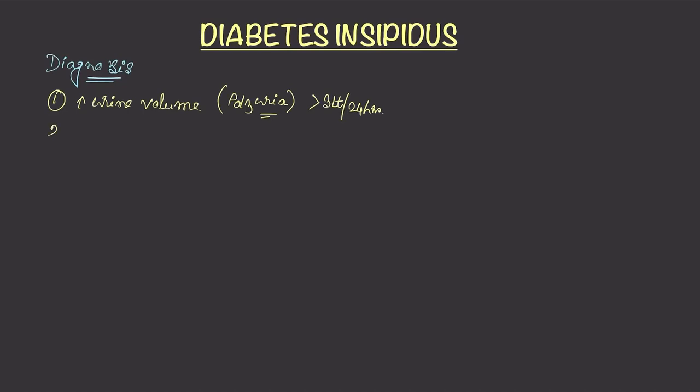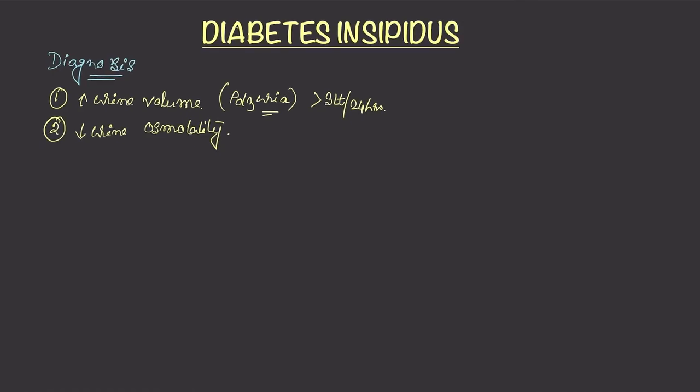As an increased amount of urine is passed, it causes dilution of the urine and decreases the urine osmolality. As more water is passed through the urine, there will be plasma concentration. So concentrated plasma will be there, leading to increased plasma osmolality. So urine osmolality will be low, and plasma osmolality will be high.